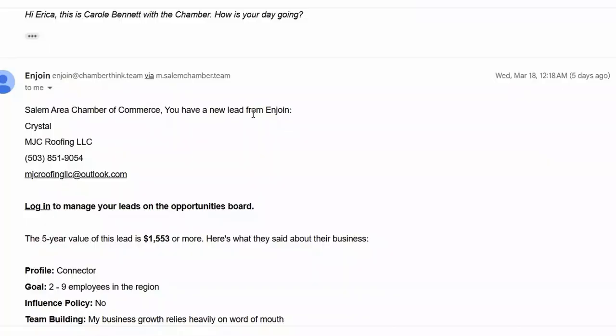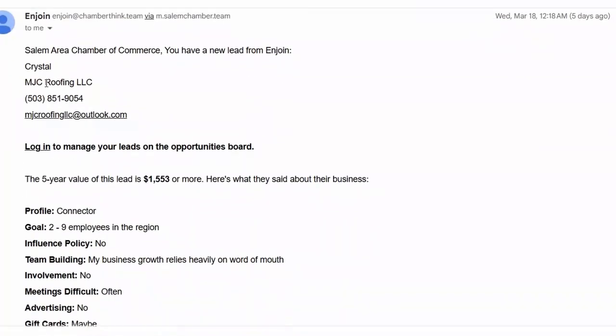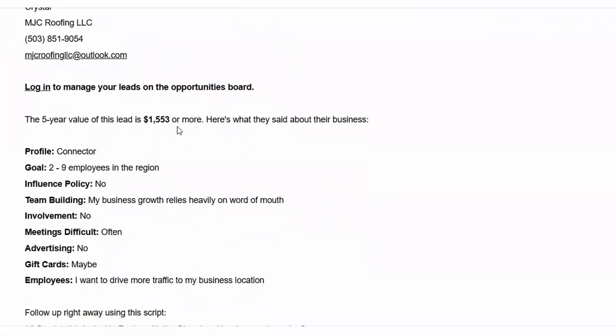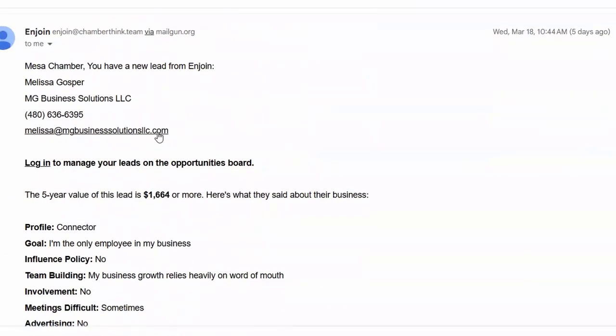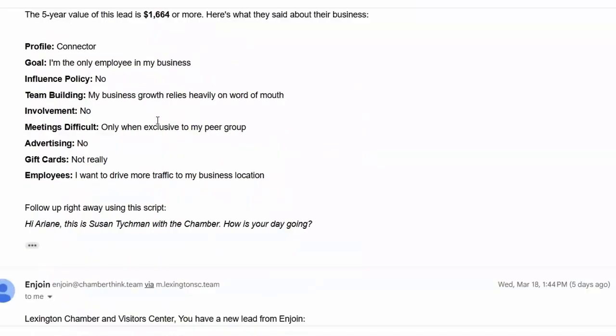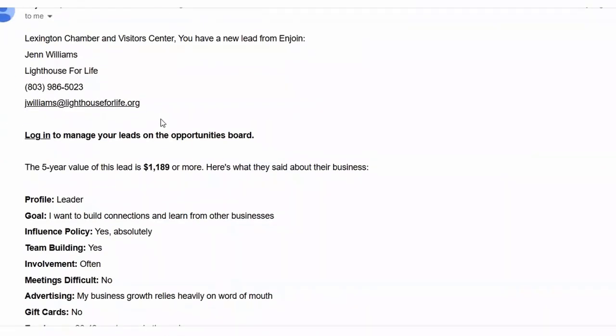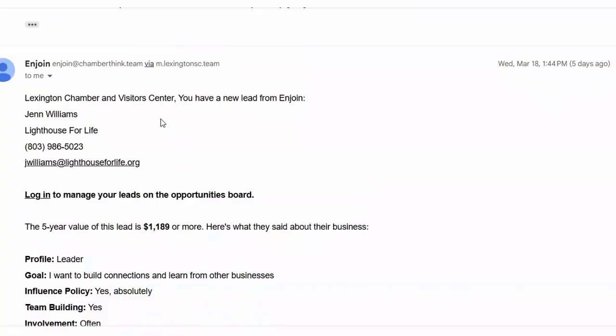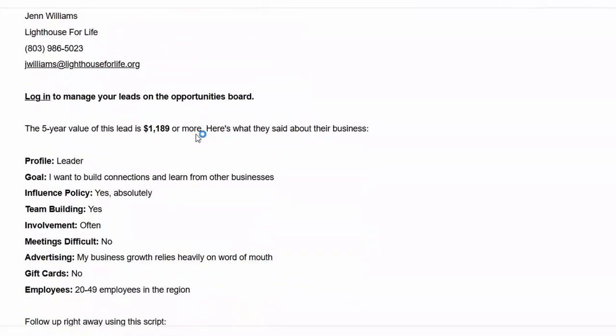The Salem, Oregon Area Chamber of Commerce got a lead from a roofing company, and they are a connector. The Mesa, Arizona chamber got a lead from looks like a consulting company. They're a connector. Another one from Mesa, Arizona is a financial planner. They're a connector. The Lexington, South Carolina Chamber and Visitor Center got a lead. This is a business called Lighthouse for Life, probably a coaching business if I had to guess.